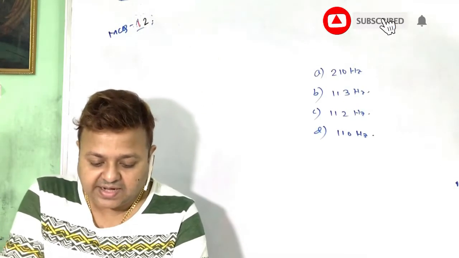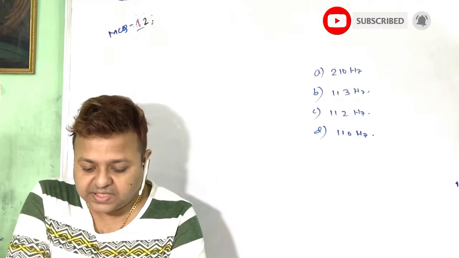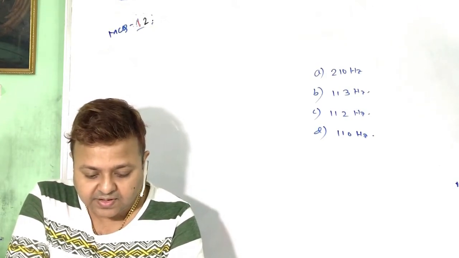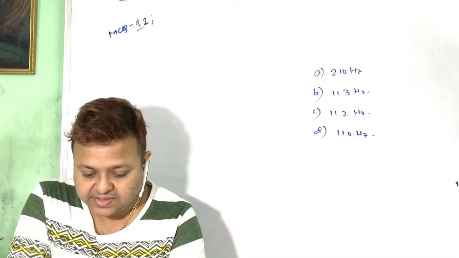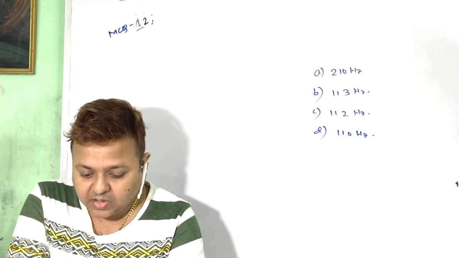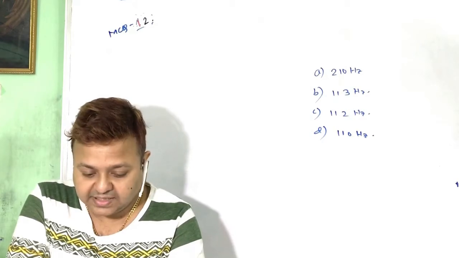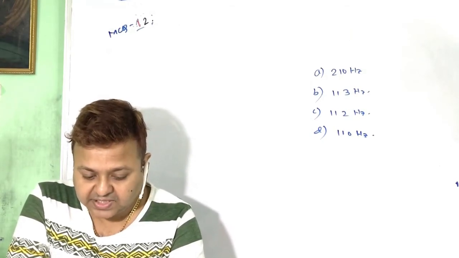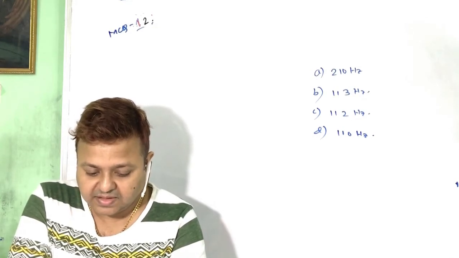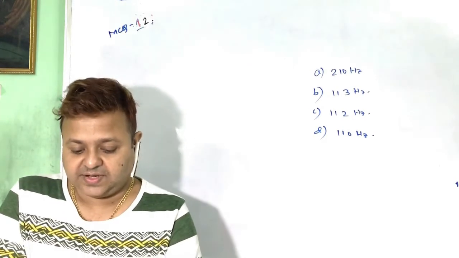An air column and a tuning fork produce 4 beats per second when sounded together. The tuning fork is at its fundamental frequency when the temperature of the air is 15 degrees centigrade. When the temperature falls to 10 degrees centigrade, it produces 3 beats per second. Find the frequency of the tuning fork.